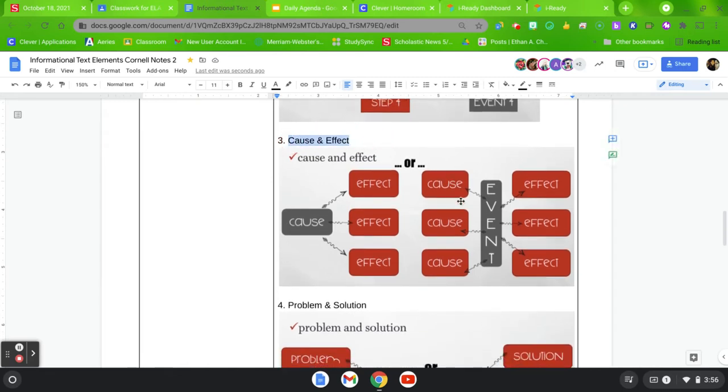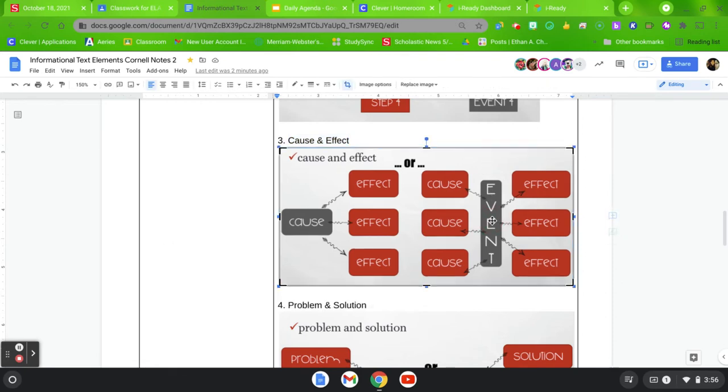Cause and effect. You might have a cause, and that creates an effect. So if you think about it, if I throw a rock into the center of a lake, the effect is that the lake is going to ripple, right? There's going to be waves. So I might go, okay, here's the event. The event is that I got a D in language arts, right? We're talking about this event right here in the center.